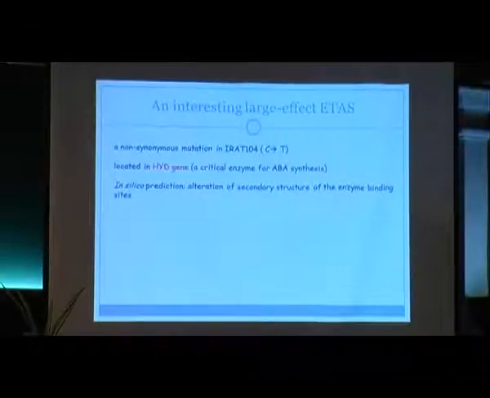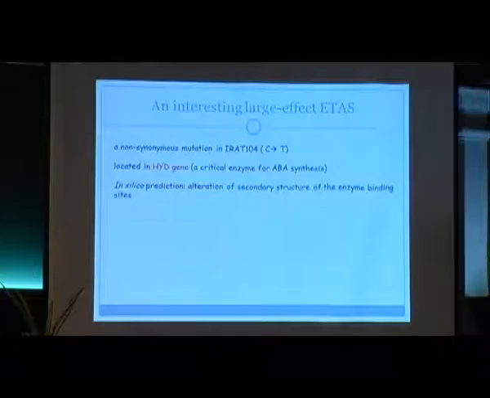Among those large effect ETAs, we notice a very interesting one. It is a non-synonymous mutation in the upland rice ERAT 104. It is a mutation from C to T, which means the upland rice has a unique T genotype. It is located in a HYD gene, and this gene encodes a critical enzyme for ABA synthesis.